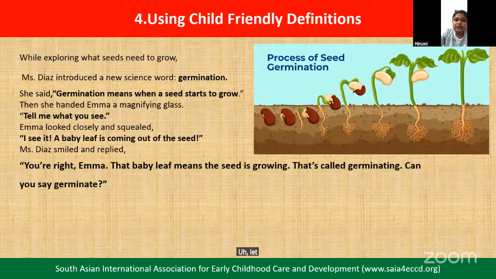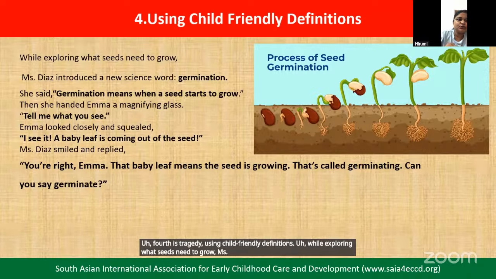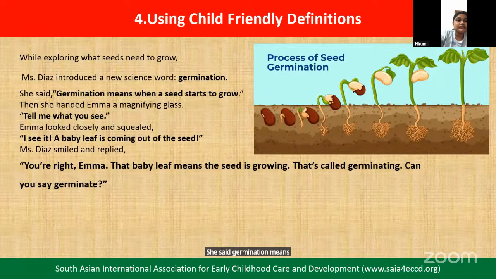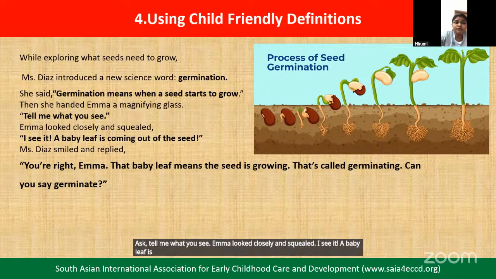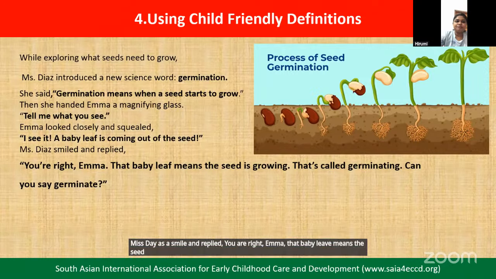Let's move to my next slide. Fourth strategy, using child-friendly definitions. While exploring what seeds need to grow, Miss Diaz introduced a new science word, germination. She said germination means when seeds start to grow. Then she handed Emma a magnifying glass and asked, "Tell me what you see." Emma looked closely and squealed, "I see it. A baby leaf is coming out of the seed." Miss Diaz smiled and replied, "You are right, Emma. That baby leaf means the seed is growing. That's called germination. Can you say germinate?"